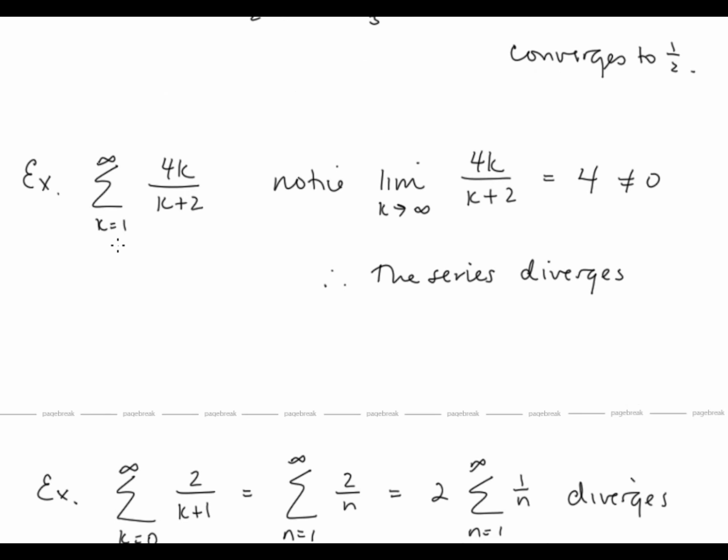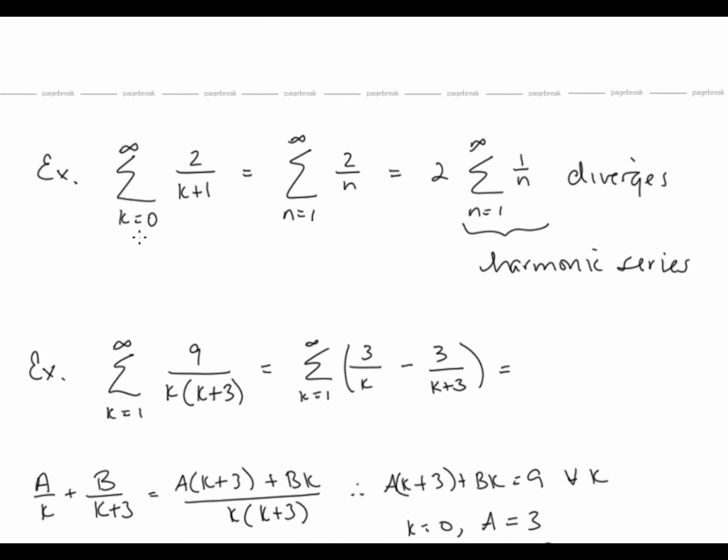Here we have the summation k goes from 1 to infinity of 4k over k plus 2. And the first thing I notice here is that these terms are not going to 0 as k goes to infinity. Remember your limit rules. As k goes to infinity here, this is going to go to 4. Therefore, this series diverges.